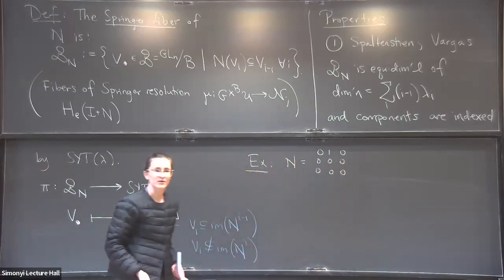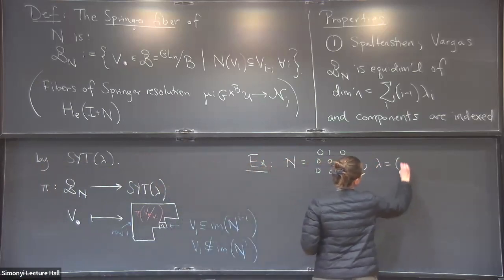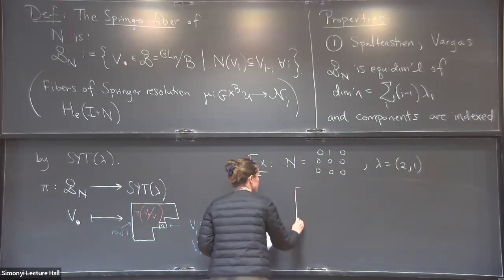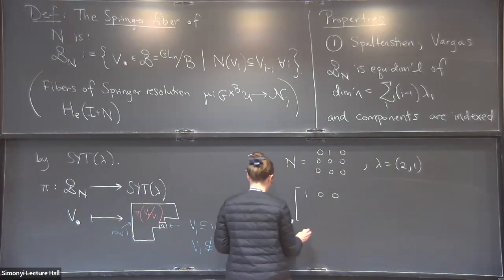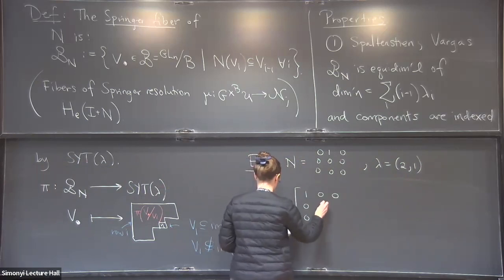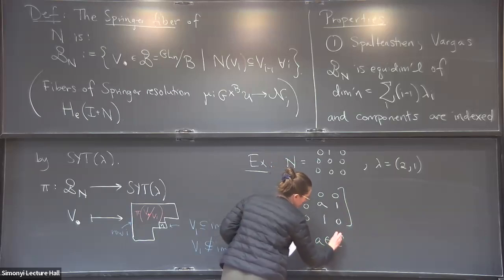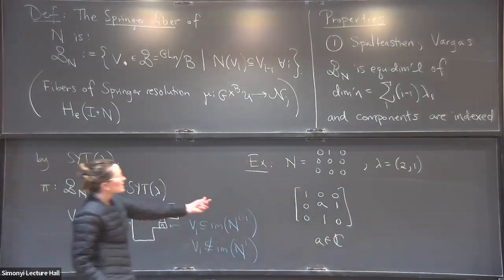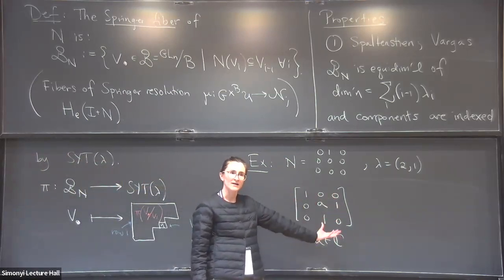Here's a 3x3 nilpotent operator. Now lambda in this case is (2,1). Let's see, I like to write flags as matrices, so let's take something like this. And here a is whatever your favorite complex number is. So you could stare at this matrix, and I claim that this matrix defines a flag in the Springer fiber.